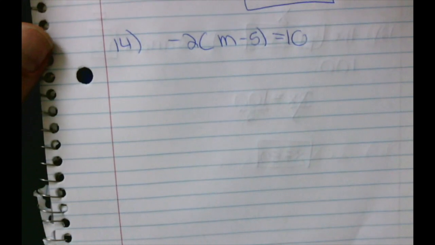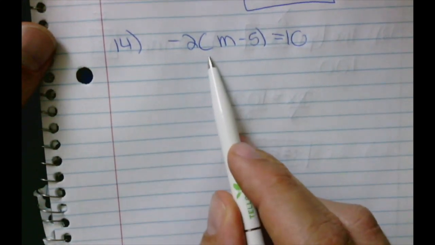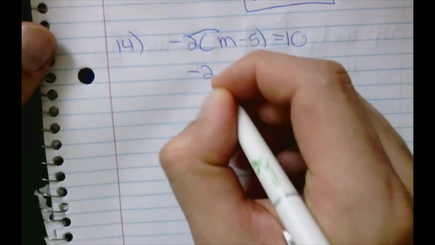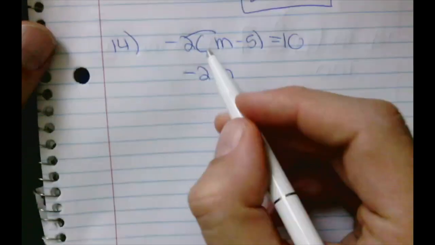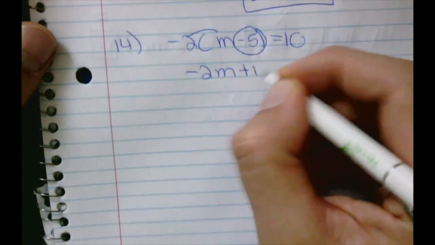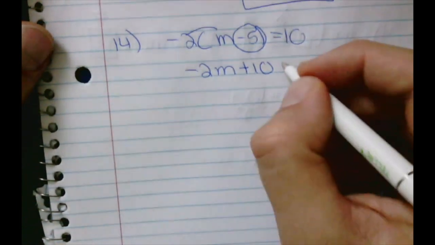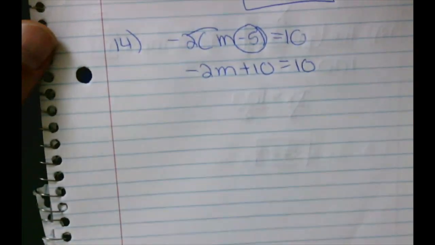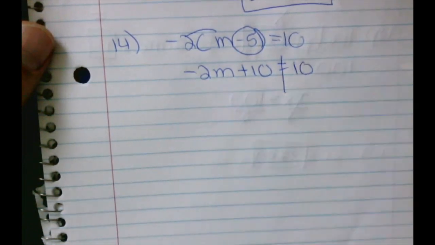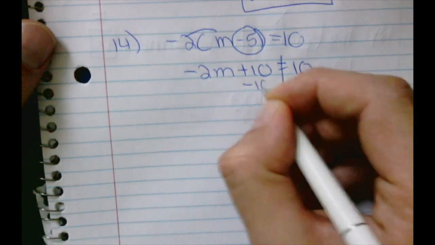Number 14. I have distributive property, so I'll begin by using that. Negative 2 times m is negative 2m. Negative 2 times negative 5 is a positive 10. Then I rewrite my 10 underneath. Now I have a one-step equation. I'll begin by doing opposite operations. If I add 10, I'll minus 10.